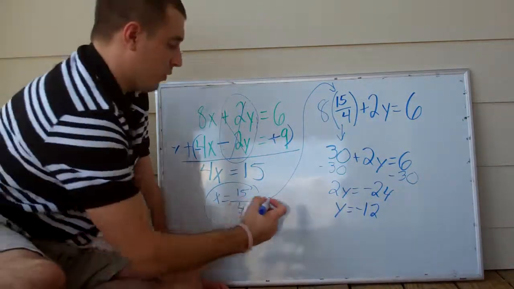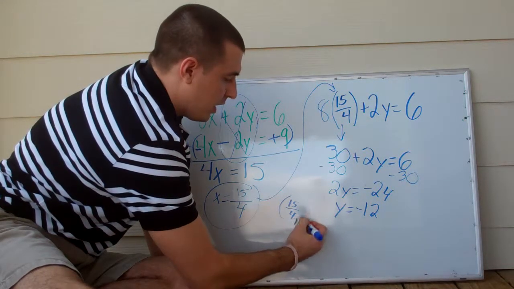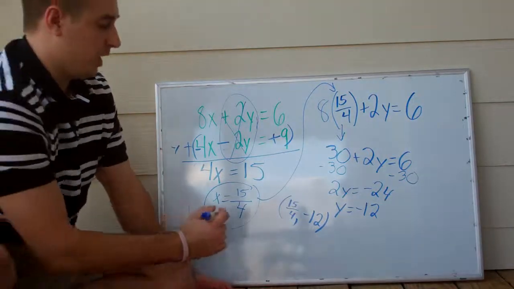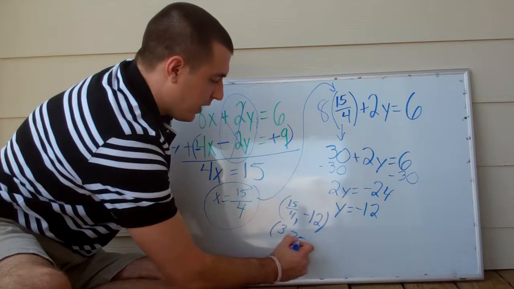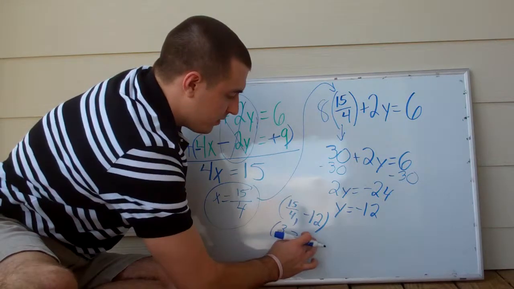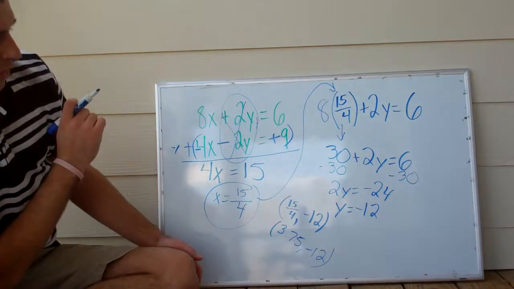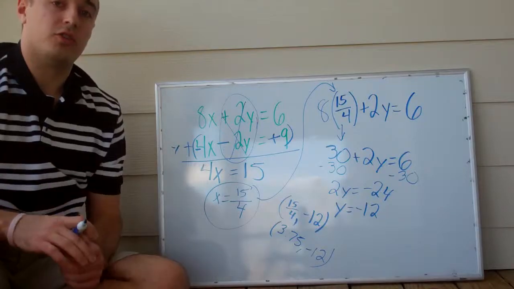So our solution would be (15 over 4, negative 12), which we could also write actually as (3.75, negative 12). Sorry, I started to go lopsided. I'm kind of at an angle here. So that will be our solution right there.